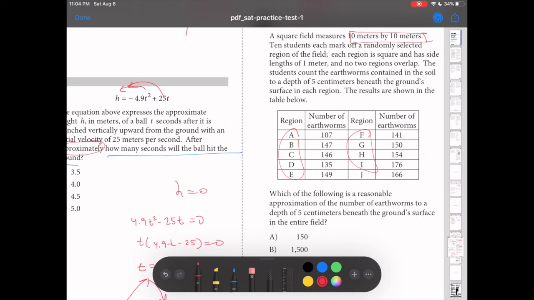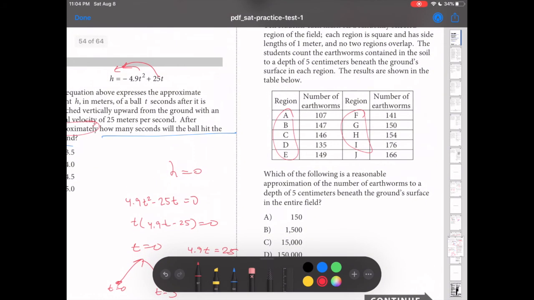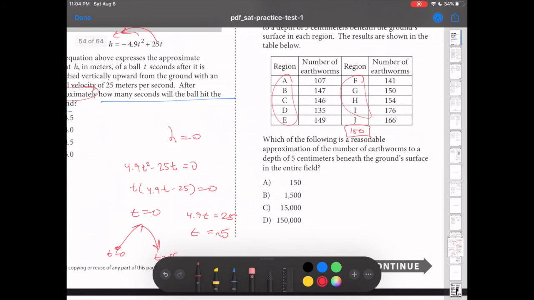C should be the correct answer. If you find the average here, it should be around 150, just eyeballing it real quick, and then you have to multiply by 100 rather, because each individual region is about 150, seen here, just taking the average of any one region, and there are 100 squares, so 150 times 100 is going to give you 15,000. C.